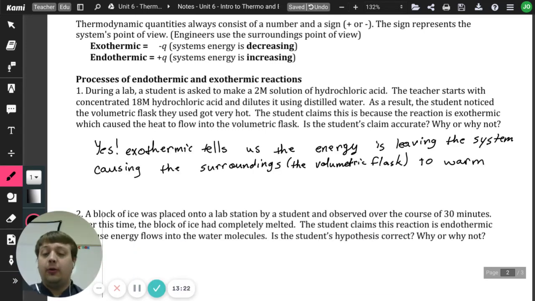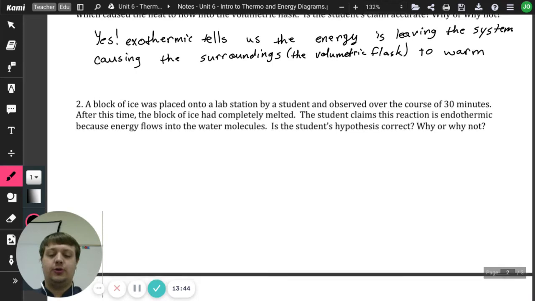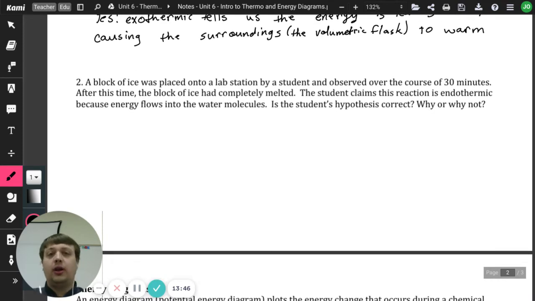Okay, so hopefully y'all went through and solved this, but if you did not, here is your answer. So yes, the student is accurate in their claim. Exothermic does tell us that the energy is leaving the system, which is causing the surroundings, the volumetric flask, to warm up. Okay, and so that would be an accurate statement. So its statement would be true. Okay, so this one I'm going to leave as practice for y'all. It will be on the key though, so you can go back in and double check your answer there.